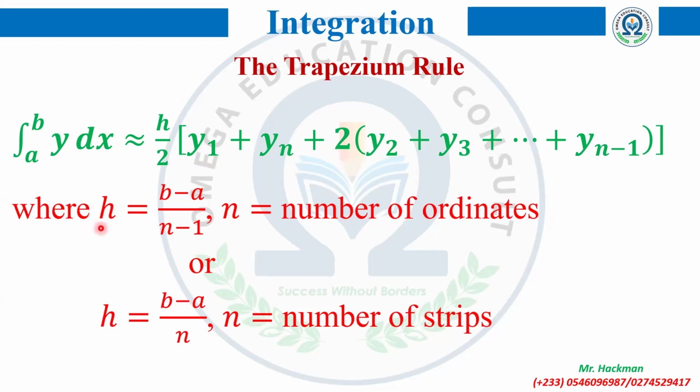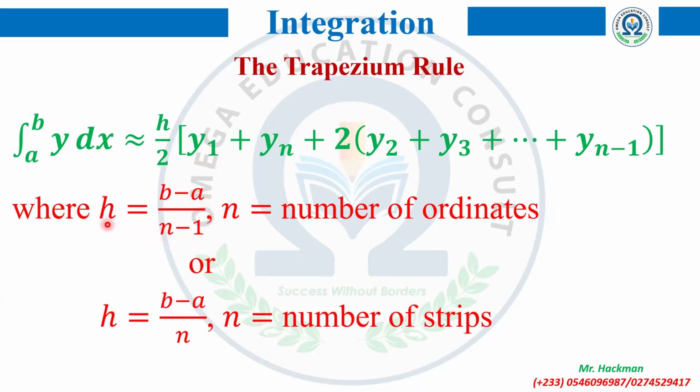In this case your h, h being the height, will be equal to b minus a, which is the upper limit of your integration minus the lower limit, what we call the ordinates, so the upper ordinate minus the lower ordinate, over n minus 1.